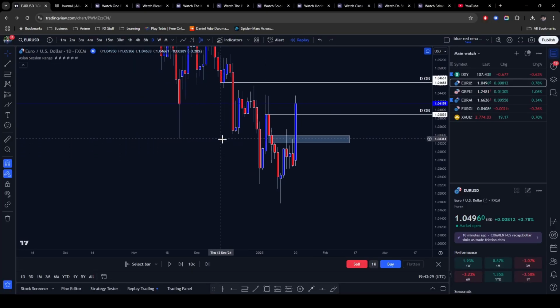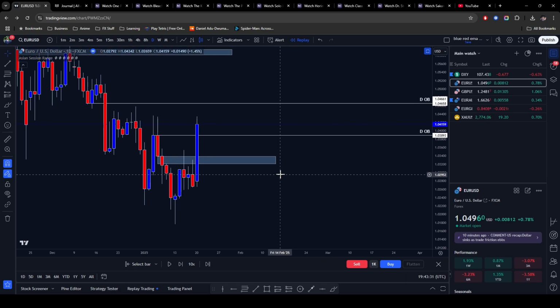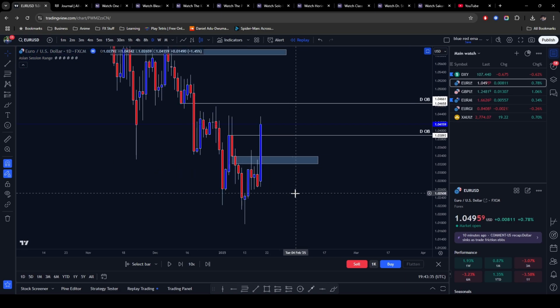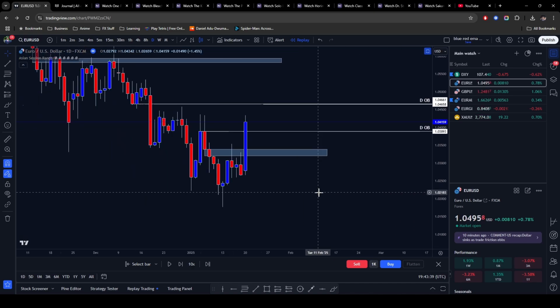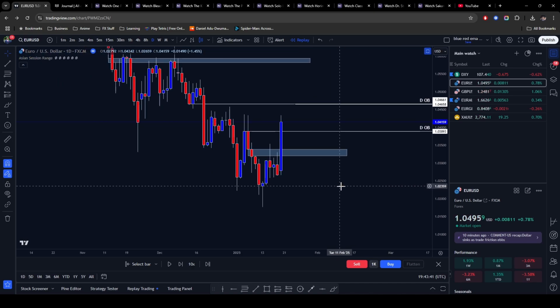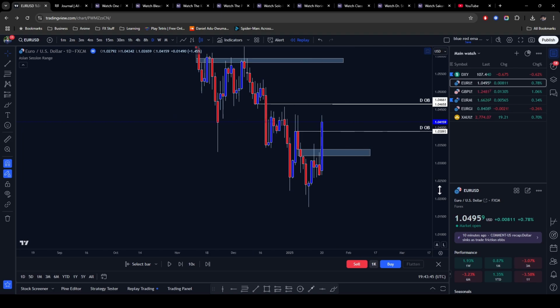Right here we're going to be breaking down this trade that I took on the 21st of January, week 4 of 2025. Pretty simple. Like I say, it's ICT concepts basically simplified into a way that I like to trade and that works for me.